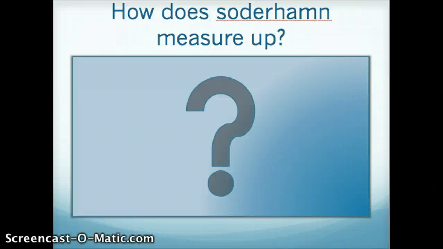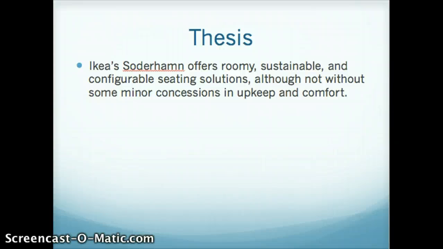So I took a shot at a thesis statement. This is what I would call a working thesis. This is my first pass through, and that means if I were developing this paper, I may find stronger ways to word things. I may move some things around, but this is my working thesis. I would say that IKEA Soderhamn offers roomy, sustainable, and configurable seating solutions, although not without some minor concessions in upkeep and comfort. This thesis shows what we call balance, and overall, it's good.